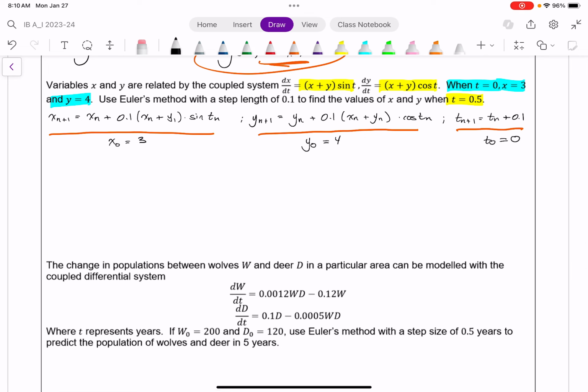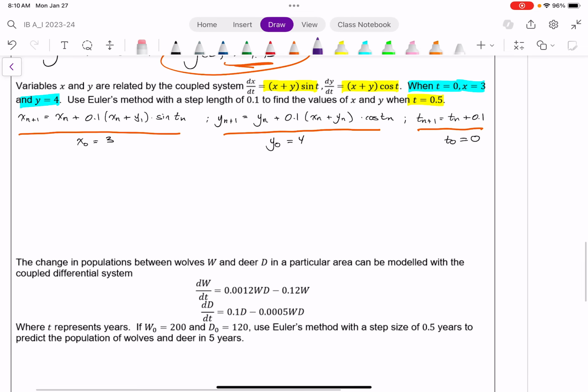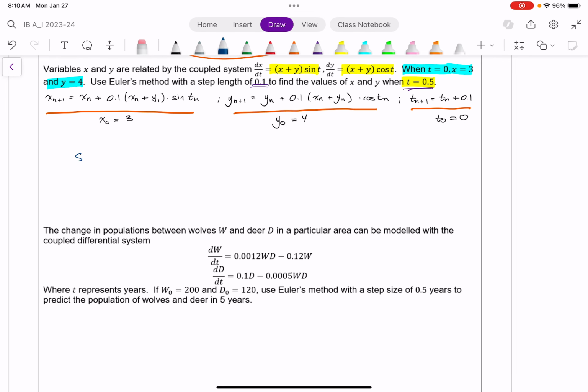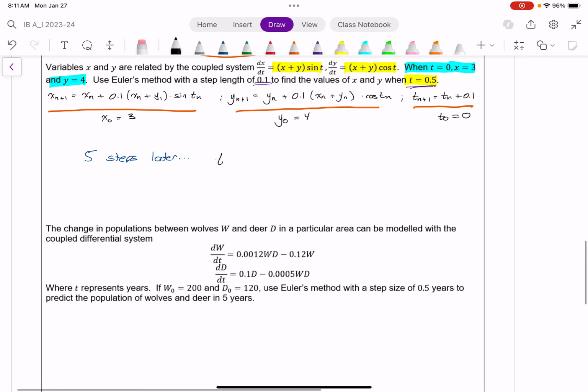And depending on your GDC, it should be fairly quick, because I want to estimate the value when t is 0.5 and each step is 0.1. That'll be 5 steps on our GDC. There we go, 5 steps later, and we should get when t equals 0.5, x is approximately 3.95, and y is approximately 8.21.